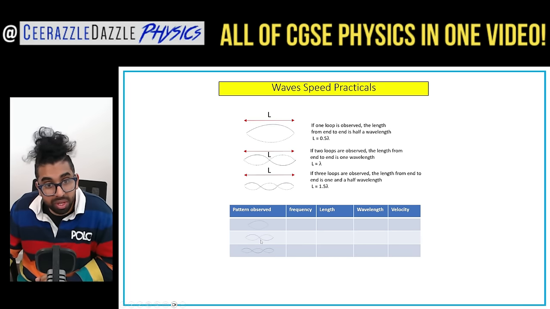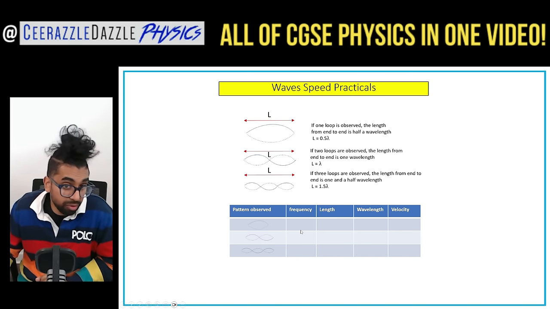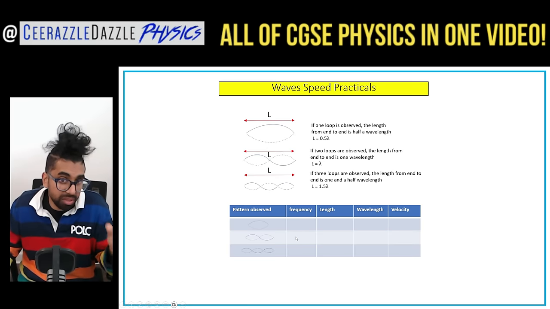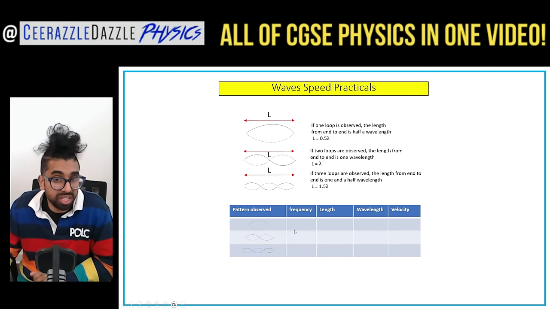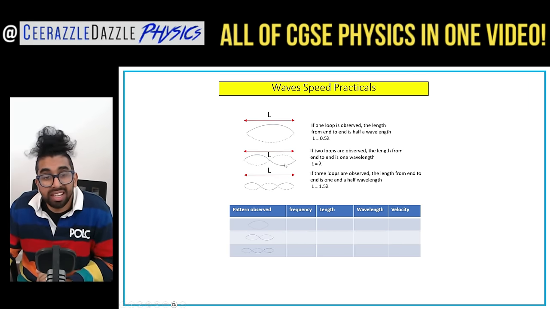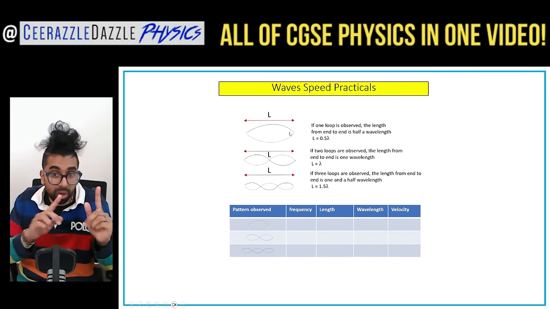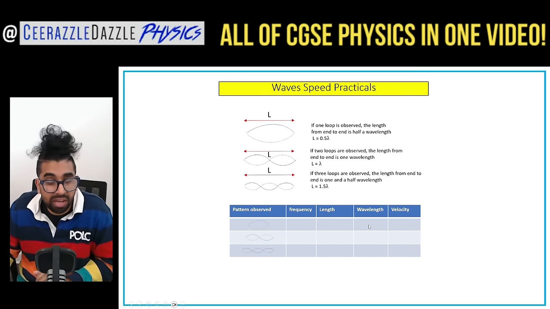This will be the pattern observed, and the frequency. The frequency you get from the signal generator, you just write them down. They will all be multiples. So this one could be 5 hertz, this one could be 10 hertz, this could be 15 hertz. The length is the length of the string from one end to the other. In order to calculate the wavelength, this bit is a bit tricky. You've got to spot how much the length represents a wavelength.